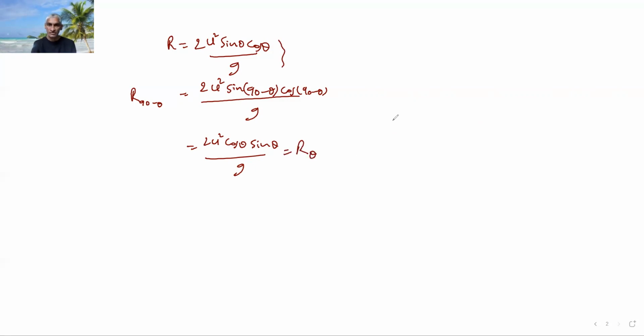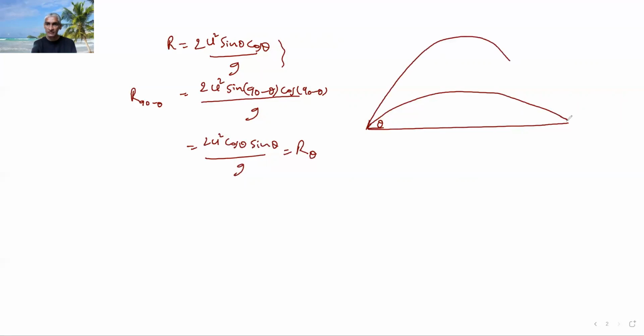What is the meaning of this? You see, for a given speed, the range for the angle of projection theta and the range for the angle of projection 90 minus theta, they are same. This is 90 minus theta, but the speed of projection in both cases is same, then range is same. Okay, so this is what we mean by R for 90 minus theta and R for theta are same.